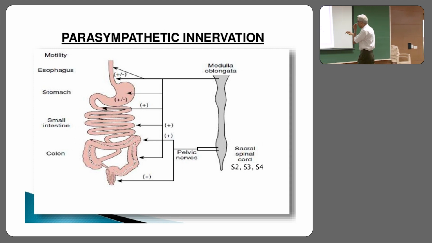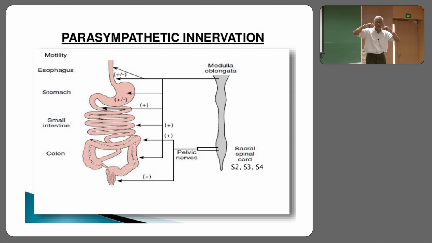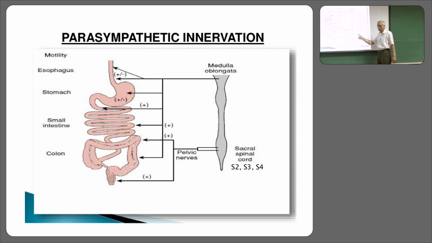And what is the other name of the parasympathetic nervous system? Craniosacral. Do not forget, craniosacral. Sacral. So, from the vertebral column, at the level of sacral 2 vertebra, sacral 3 vertebra, and sacral 4 vertebra, the nerves will come out.